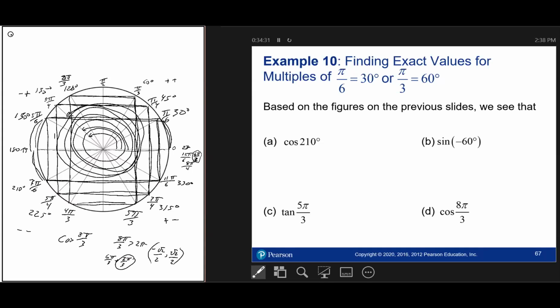And so I build the trig functions off of this. And so the cosine is the x value. Sir, 2 pi thirds, that's 1/2. No, that's negative 1/2.